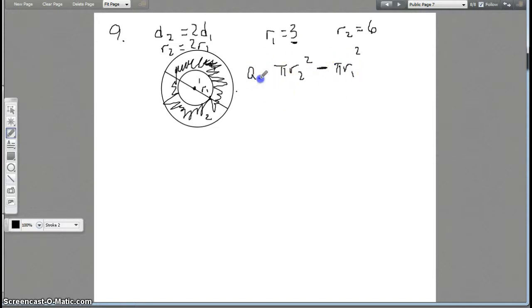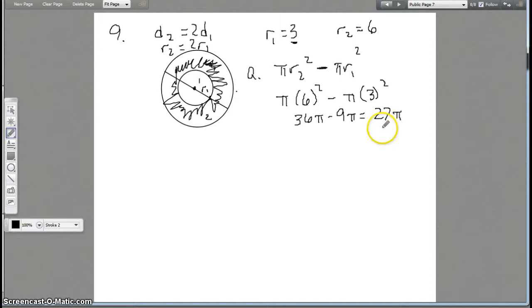This is for part A. And for part A, we can say pi times 6 squared minus pi times 3 squared. That's 36 pi minus 9 pi, which is 27 pi. And it says to find the area in terms of pi. That means we leave pi in our answer. So 27 pi is the shaded area.